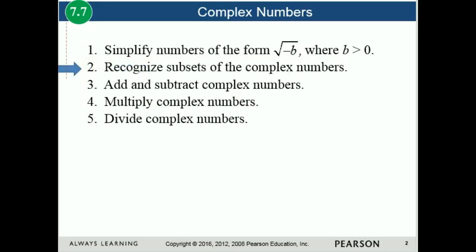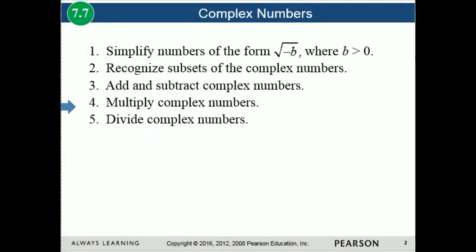Okay, so now we're going to have a brief discussion on recognizing the subsets of complex numbers, because this background is sort of important to understand what is going on when we add and subtract complex numbers, multiply complex numbers, and divide complex numbers. In this video we're only going to cover objectives 2, 3, and 4, because we're just trying to keep these videos somewhat manageable and short. The last video, part 3, will cover dividing complex numbers.